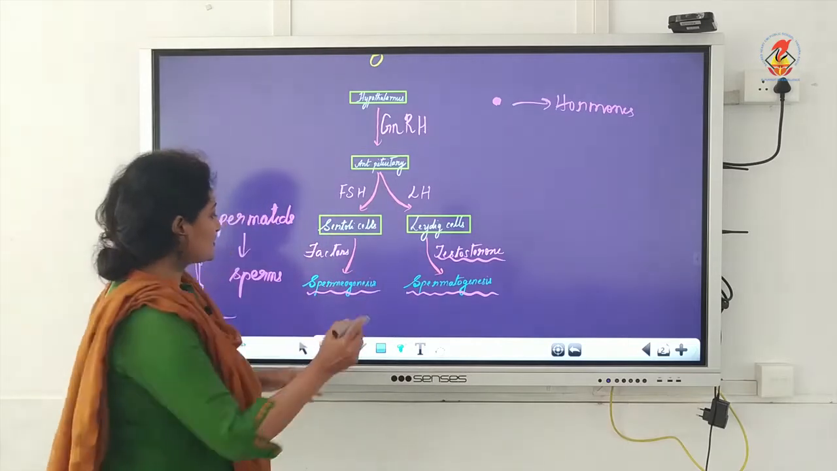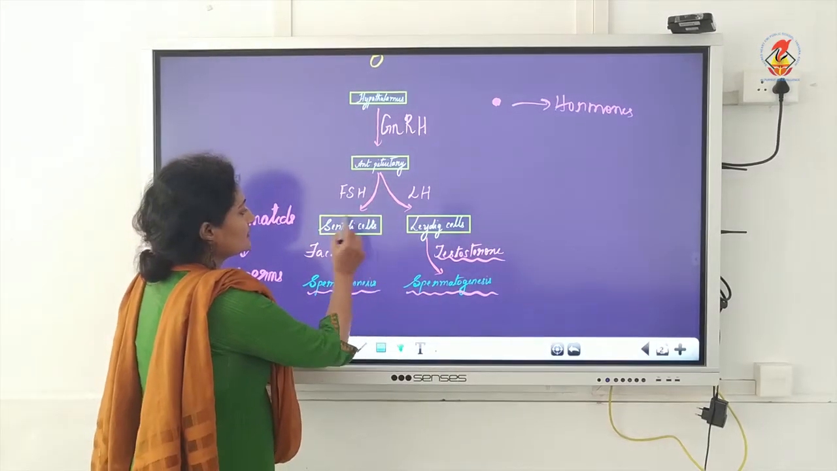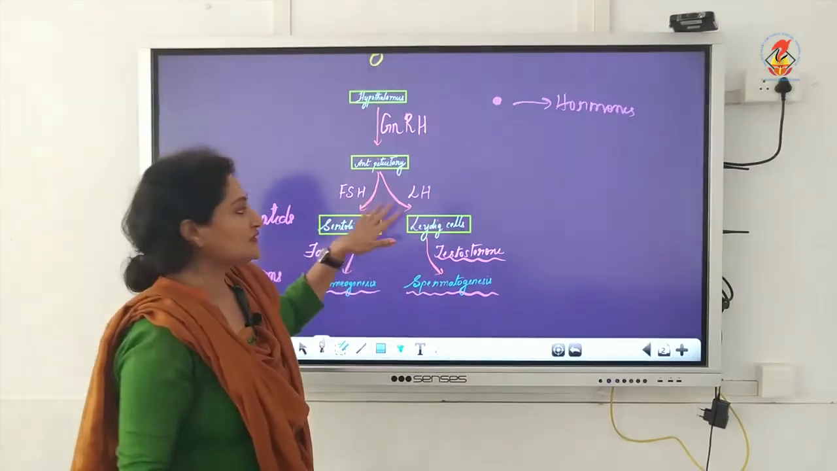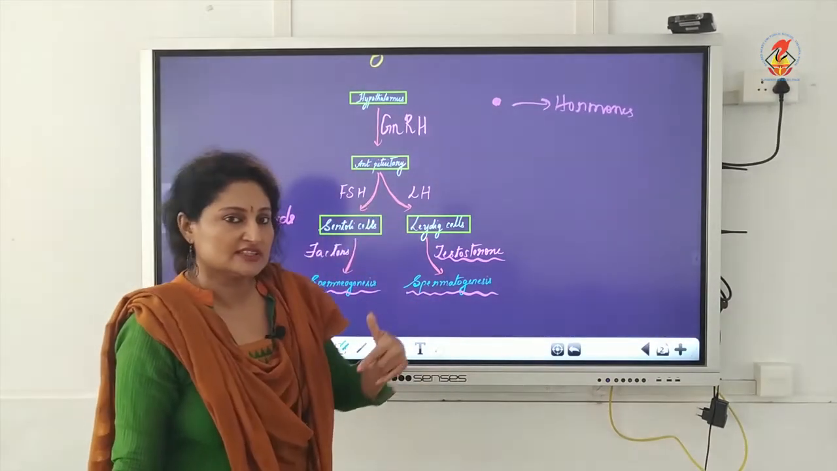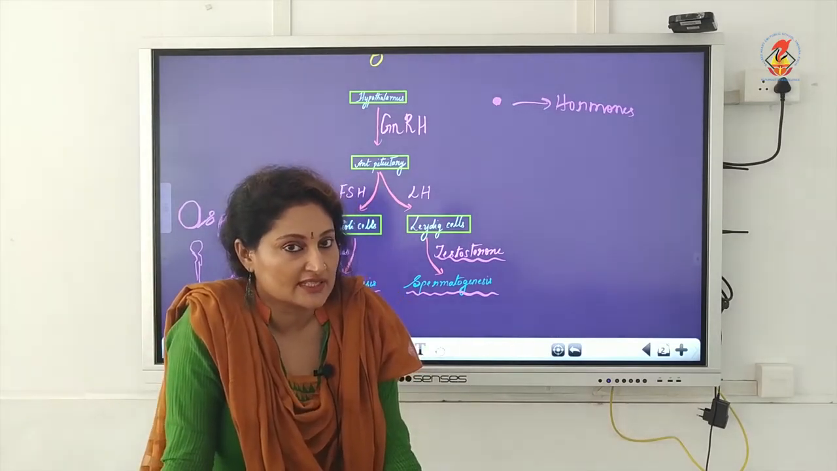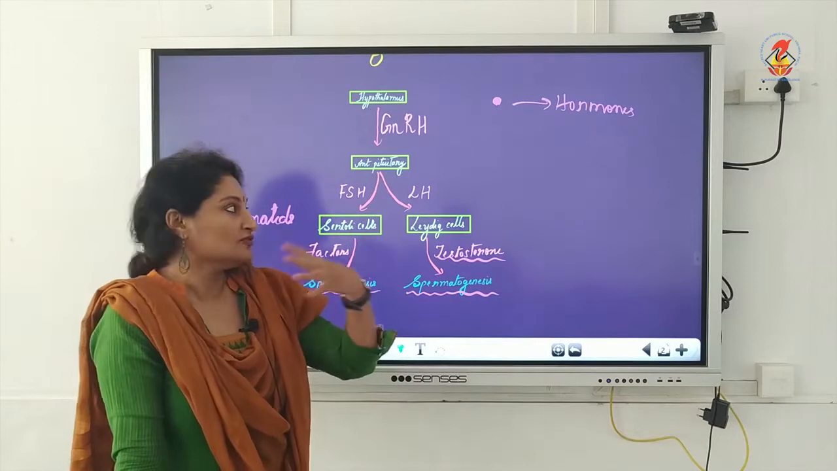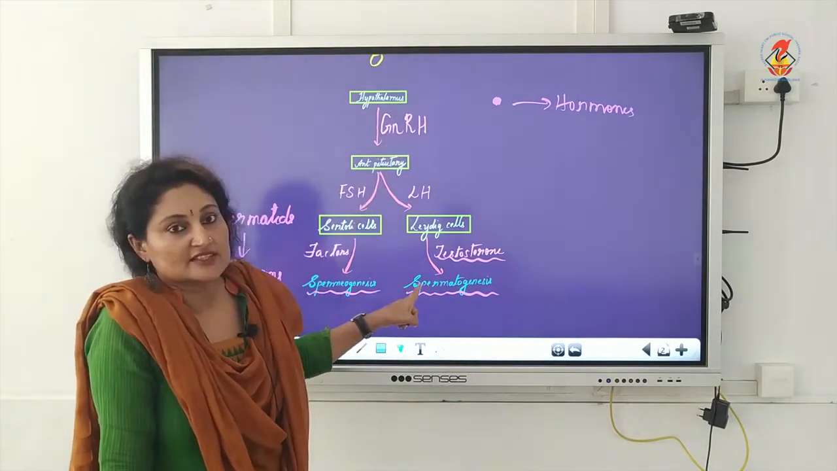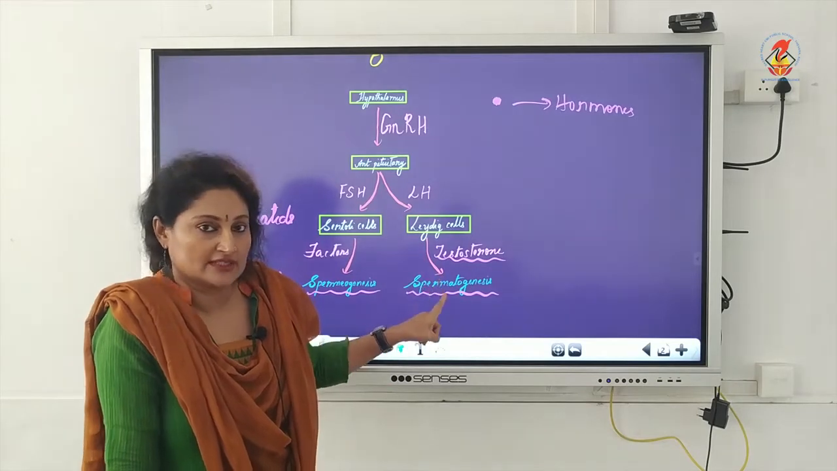So did you notice that the pituitary gland is indirectly influencing the testis? That's why we have learned in lower classes that the pituitary gland is known as the master gland, because it is involved in controlling the functioning of other glands. Here, which is the gland it is controlling? It is controlling the testis, the gonads.